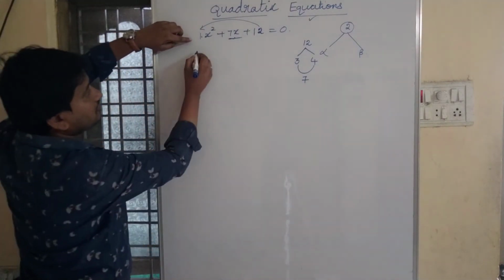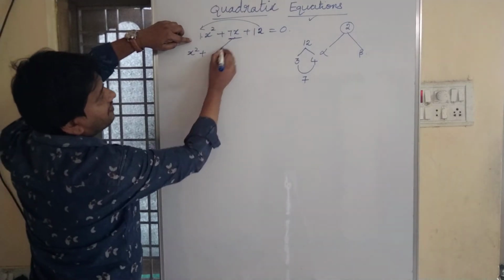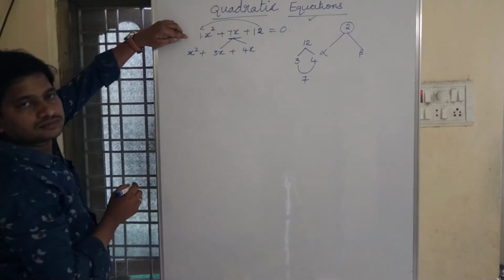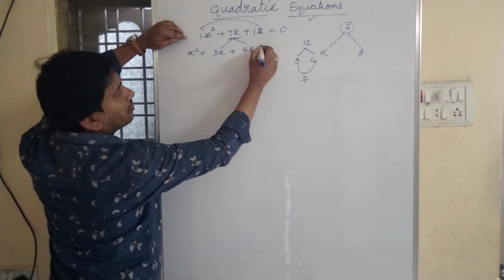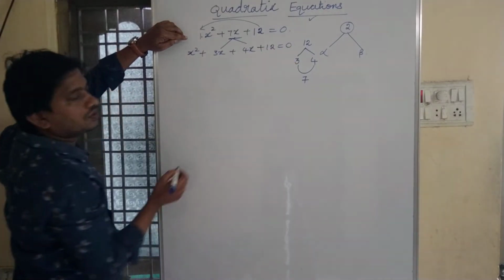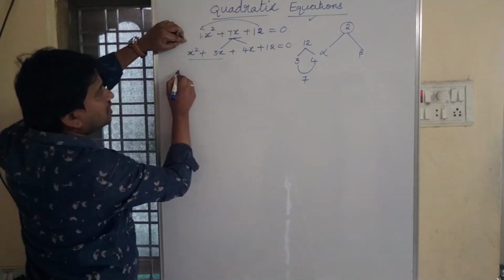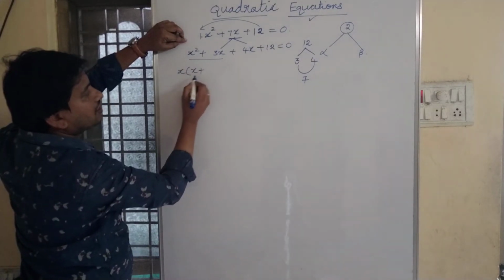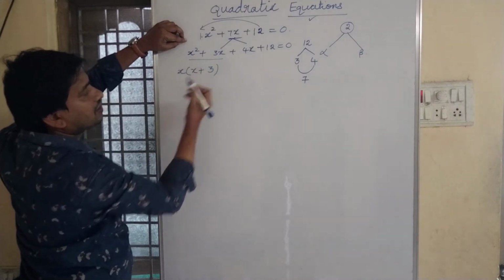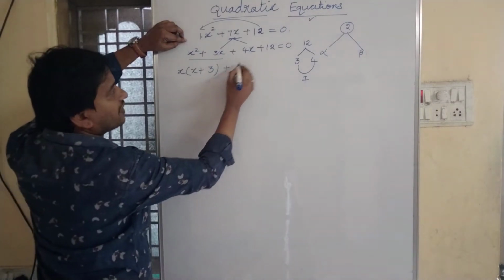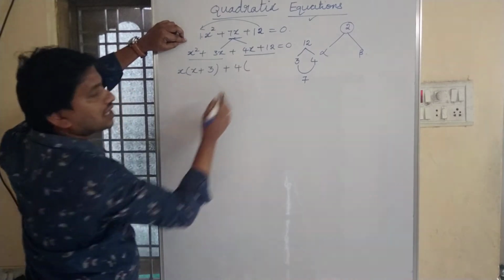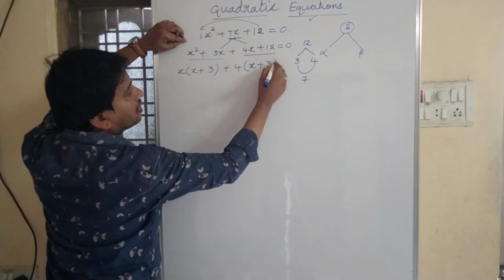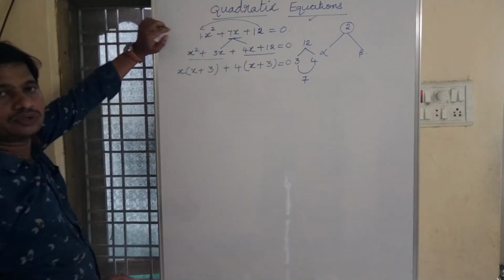I mean x square plus this 7x I can write as 3x plus 4x, children. x square plus 3x plus 4x plus 12 is equal to 0. And from these two terms, if I take x as common, x into x plus 3, and from these two terms, if I take 4 as common, 4 into x plus 3, which is equal to 0.